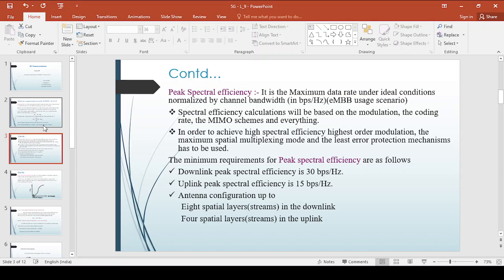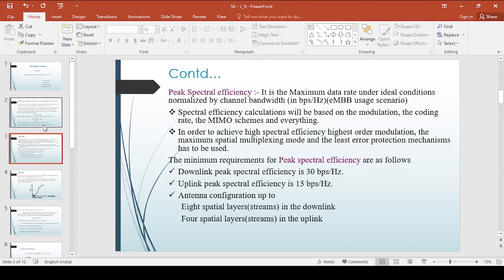Now the minimum requirement for the peak spectral efficiency in the downlink is 30 bits per second per hertz, and in the uplink it is 15 bits per second per hertz. Now if you see this DL to UL ratio, downlink to uplink ratio, again it is 2:1. In the previous requirement also we have seen the DL to UL ratio is 2:1. In this peak spectral efficiency minimum requirement also, the ratio of DL to UL is 2:1.